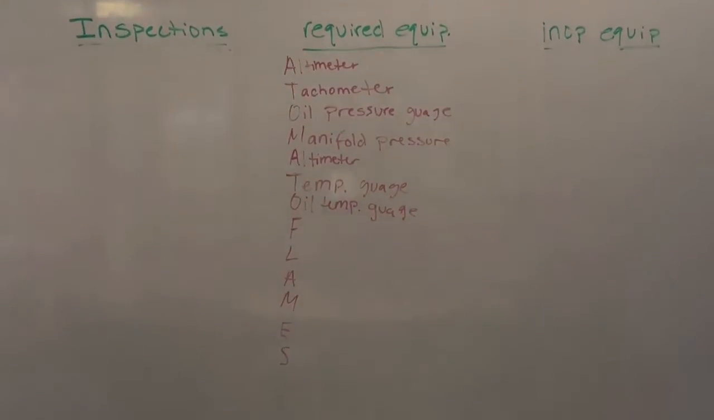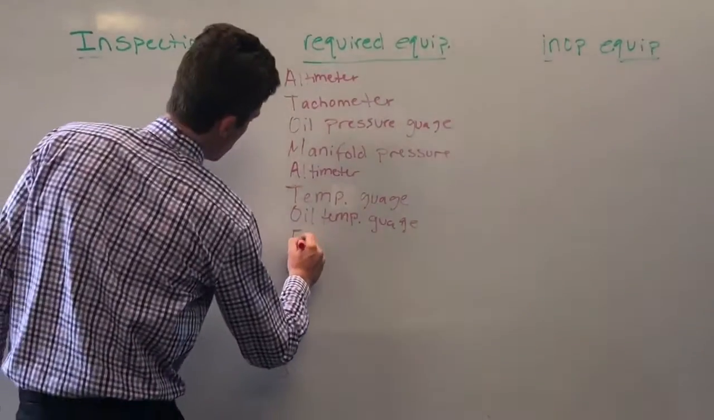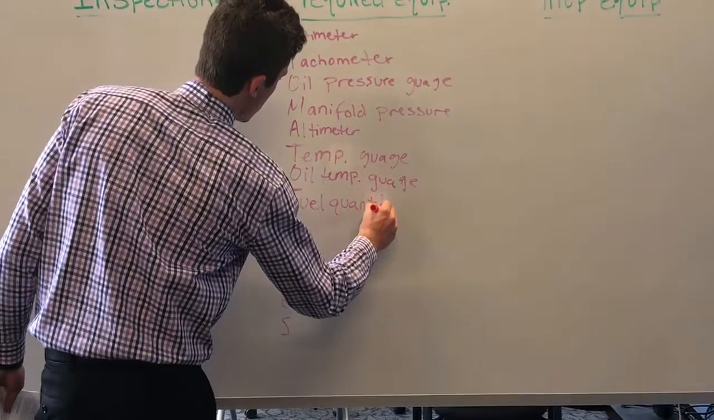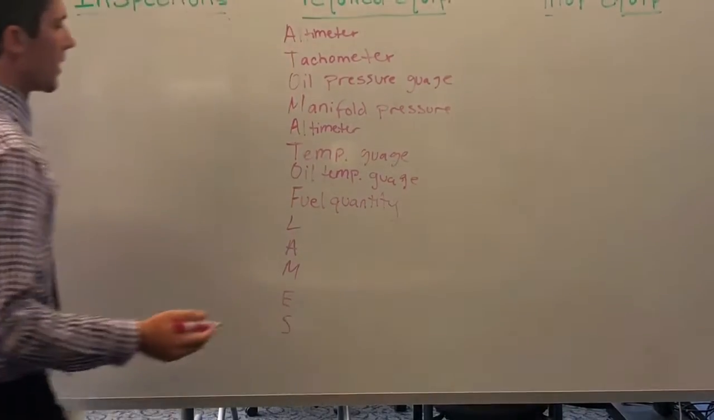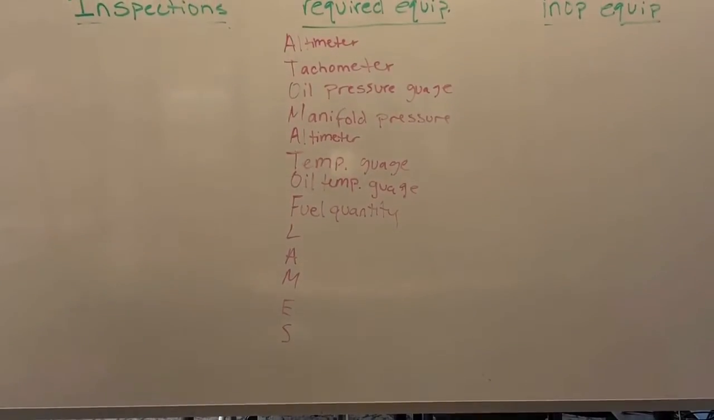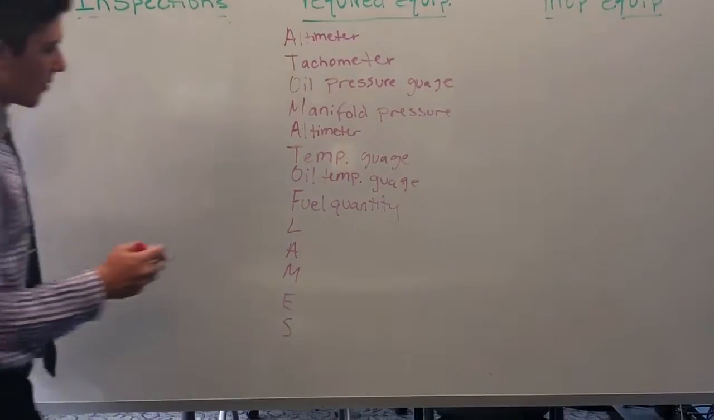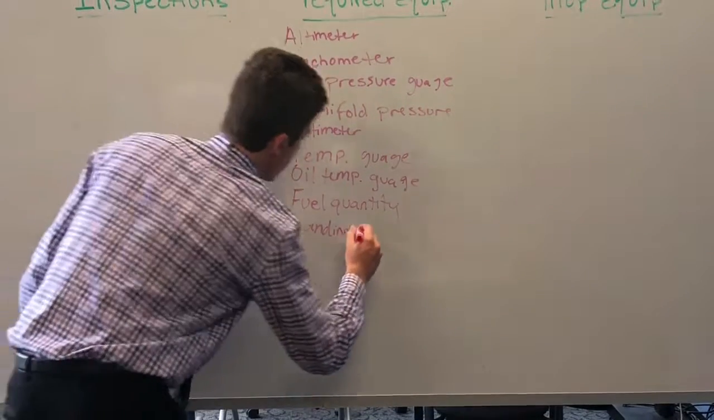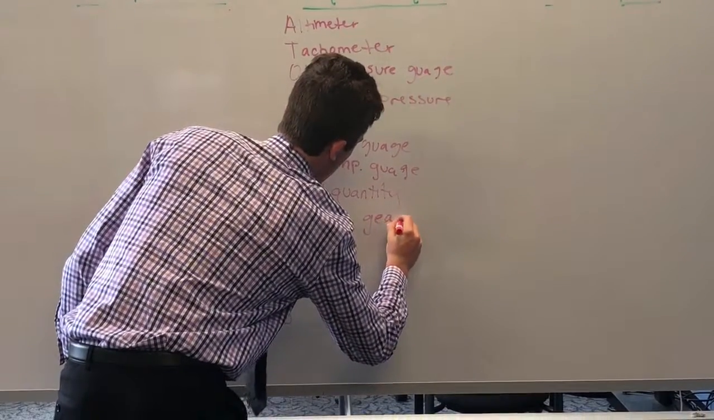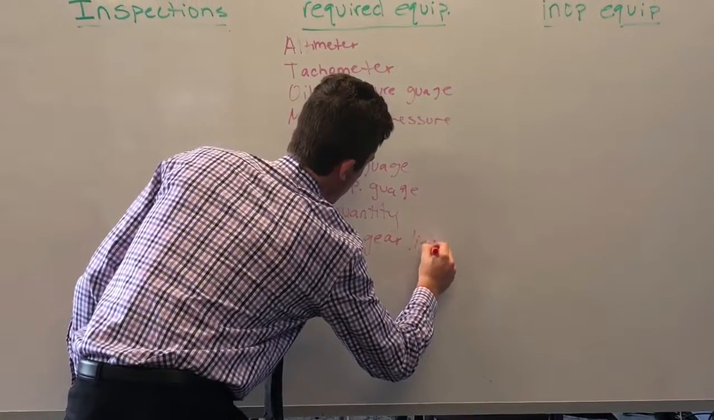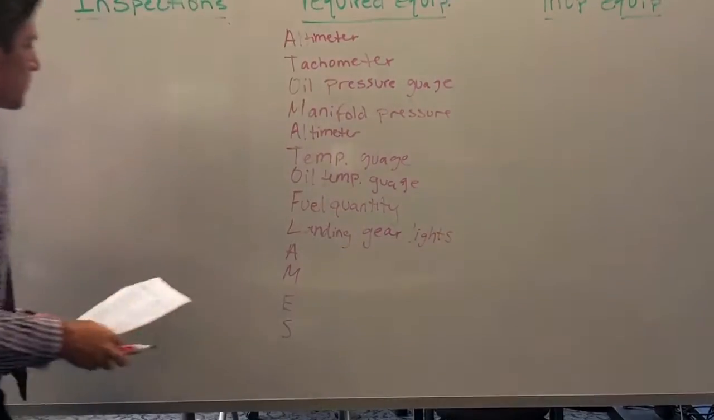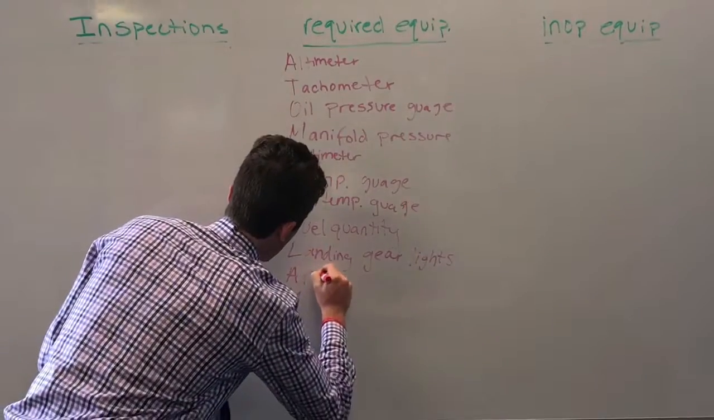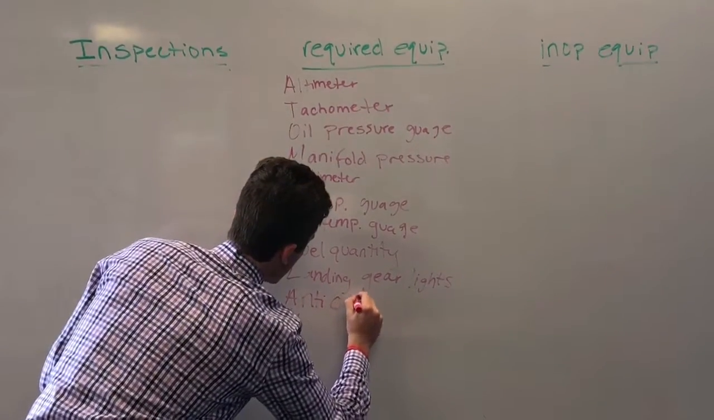We need a fuel quantity indicator for both tanks, so both wing tanks. We need landing gear position lights. On the Aero, if we're flying day VFR, those need to be working. Landing gear lights. And we also need anti-collision lights, or nav lights.